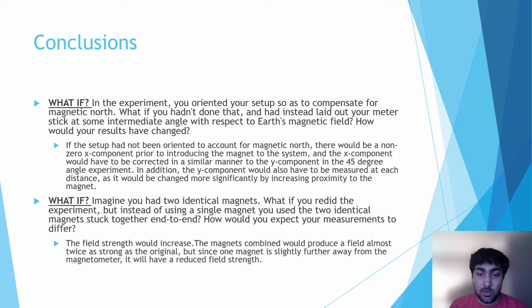What if, imagine you had two identical magnets? What if you redid the experiment, but instead of using a single magnet, used two identical magnets stuck together end to end? How would you expect your measurements to differ? The field strength would increase, the magnets combined would produce a field almost twice as strong as the original, but since one magnet is slightly further away from the magnetometer, it would have reduced field strength.